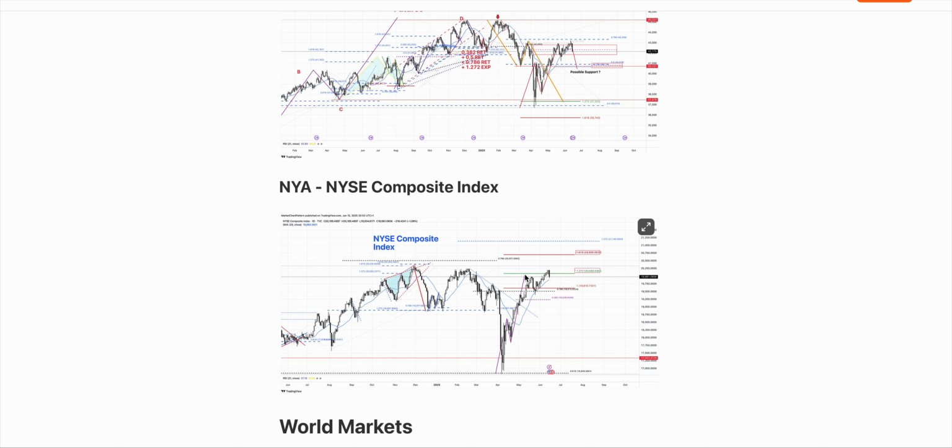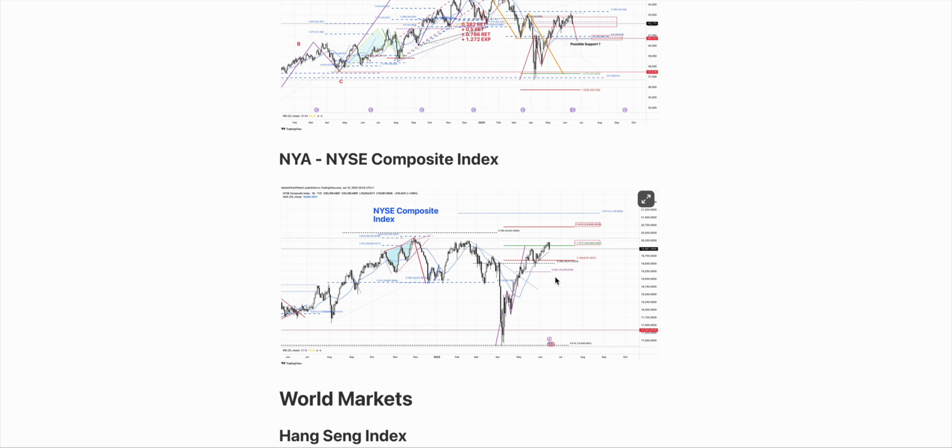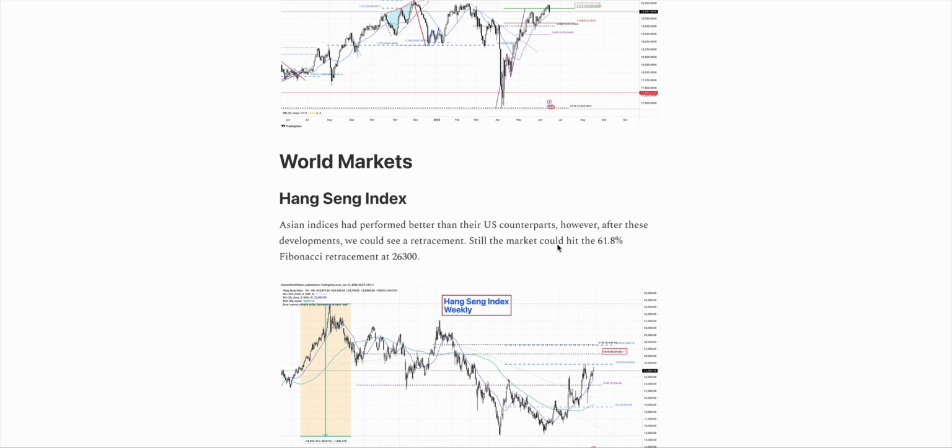But notice it also completed this 1.272 times the AB leg. And then what we are seeing is sort of a pullback happening, and let's see what sort of follow through we get. But chances are we are going to see some sort of a pullback happen in the markets.